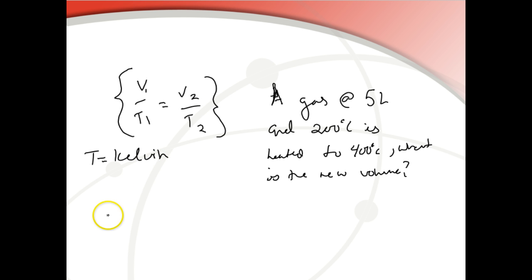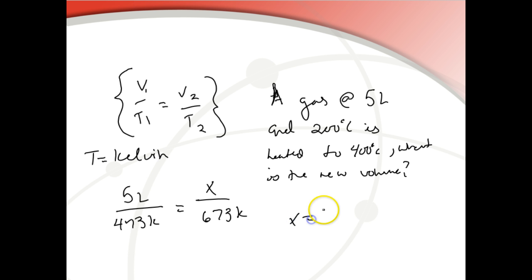So, knowing that, we've got 5 liters initially at 473 Kelvin, and we want to know our new volume at 673 Kelvin. We plug this into our calculator, and we get 7.11 liters as our new volume. And again, it makes sense, right? Since they're directly proportional, as we heat something up, the volume increases, or vice versa. If we cool something down, it decreases. Increasing the temperature, our volume has to increase, and there it is, 5 to 7.